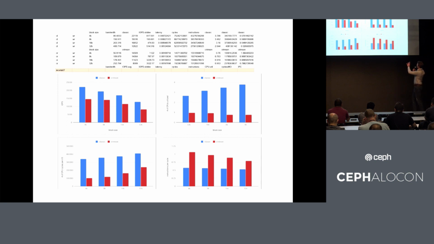By the way, the fourth graph is just a bonus. It shows the instructions per cycle, the IPC. The higher, the better.